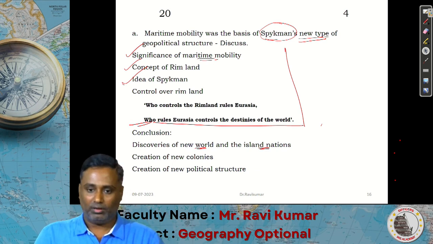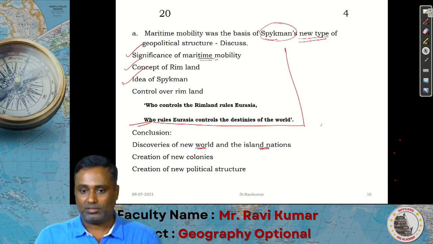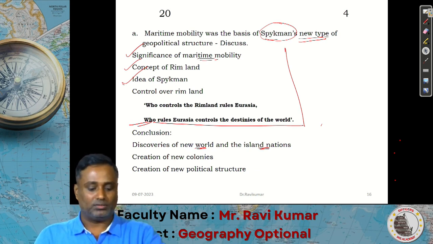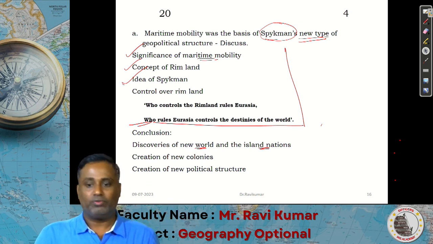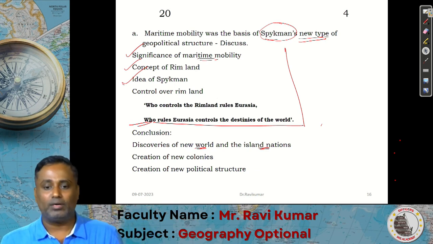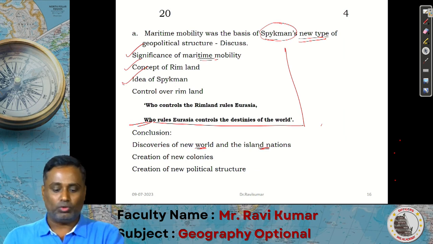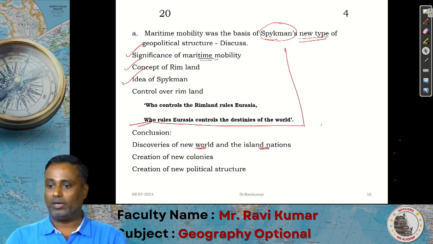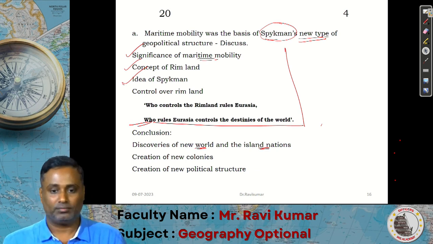Vasco da Gama came into India, it became a Portuguese colony. And Columbus went to the Caribbean islands, it became a Spanish colony because Spain sponsored it. Right? So who sponsored that maritime mobility? That land became a colony of them. So if you don't have any maritime mobility, we don't have any control over other territories. So, a new type of geopolitical structure, got it? Colonialism is a new type of geopolitical structure evolved based on Spykman's maritime mobility.